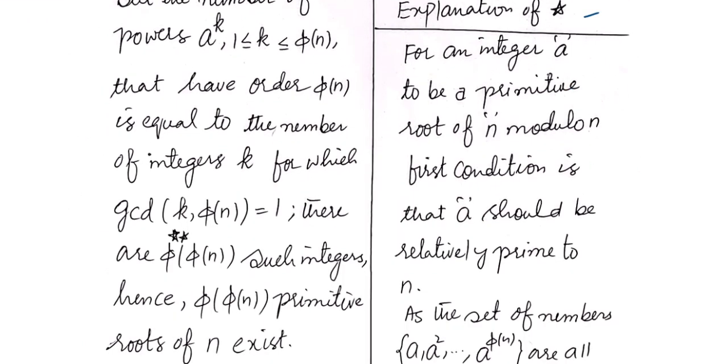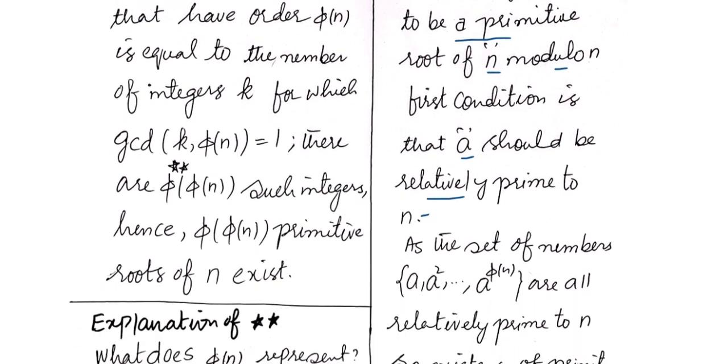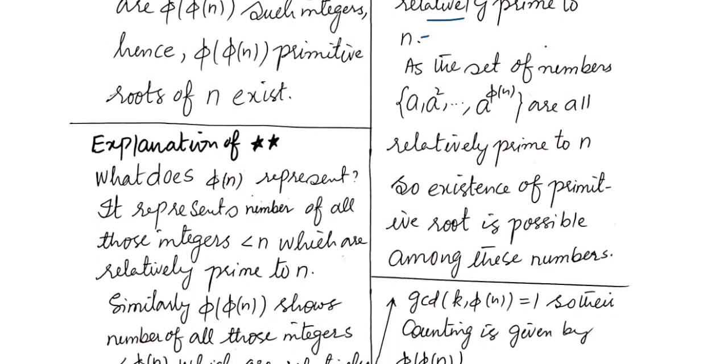For an integer a to be a primitive root modulo n, the first condition is that a should be relatively prime to n. This is the first condition for an integer to be a primitive root, that it should be relatively prime to n. The numbers in this set are all relatively prime to n according to Theorem 8.4. These are all relatively prime to n.